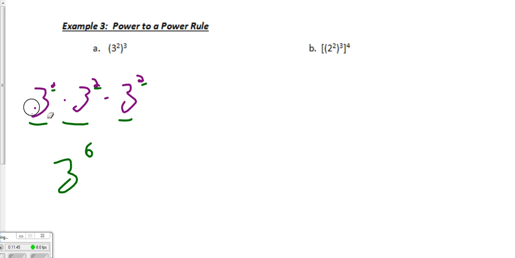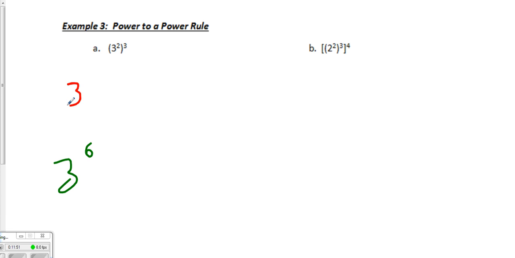A quicker way to do that, though, to find the same answer, 3 to the 6th power, is if we started with our base of 3, and 2 times 3 is 6. 3 to the 6th power would be a simpler way to say that.